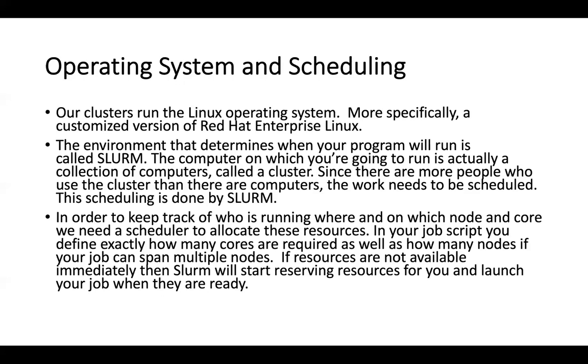In order to keep track of who is running where, and on which node and core, we need a scheduler to allocate these resources. In job scripts, you define exactly how many cores you require, as well as how many nodes if a job can span multiple nodes. If resources are not available immediately, Slurm will start reserving resources for you and launch the job when they are ready.